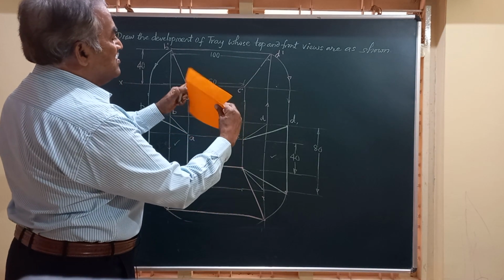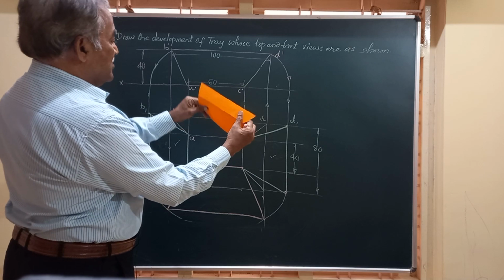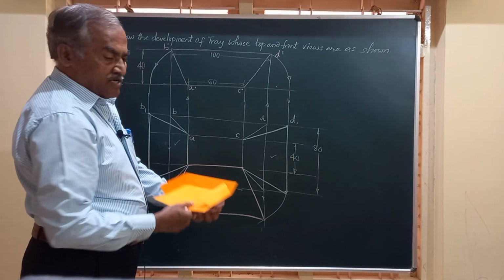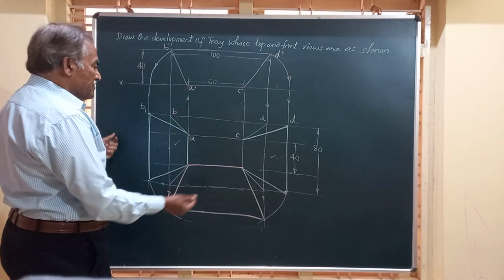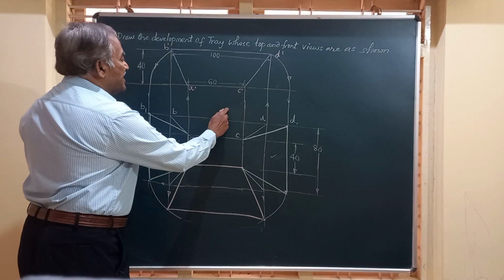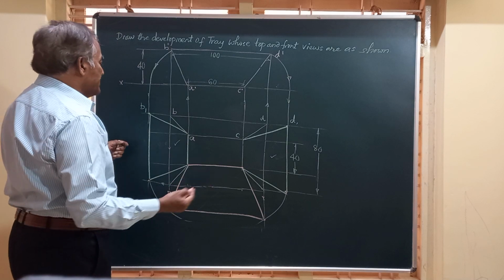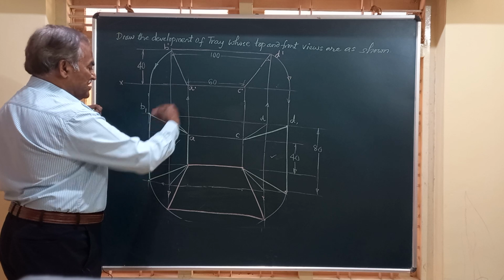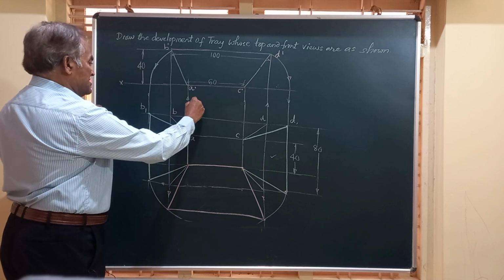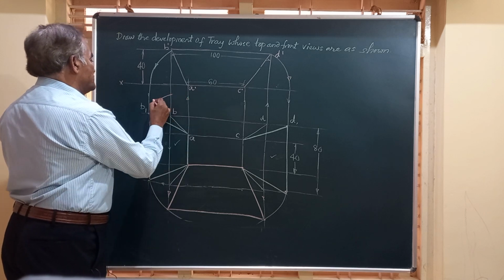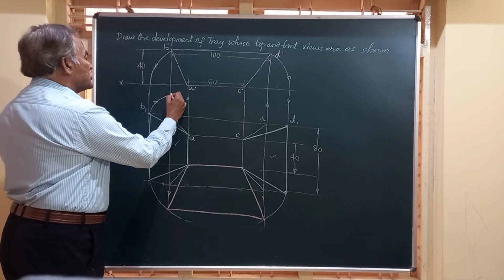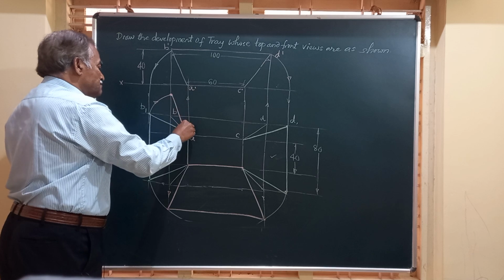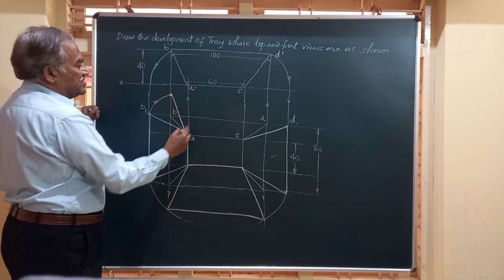I will show you the development of this. So this is seen like this. This is the part we are getting. Friends, use the same concept and obtain the development here. What do I do? I take A as center, AB1 as radius, and strike an arc. It will meet this here. Join them, A to that. This is the other part.